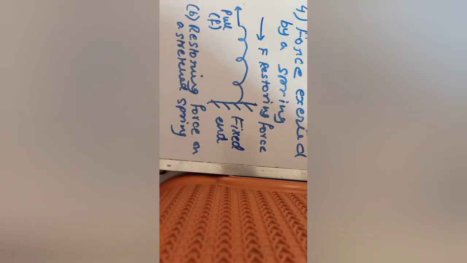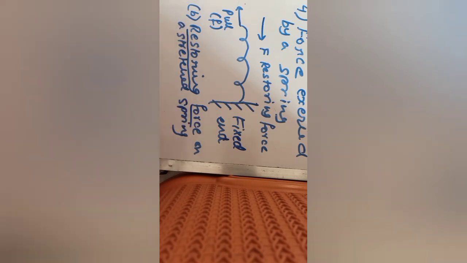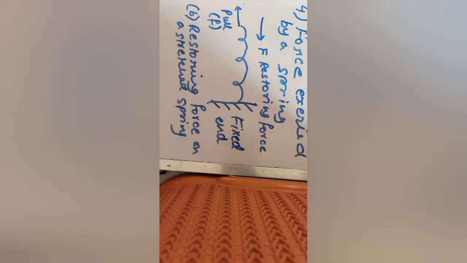Next, we have force exerted by a spring. So in diagram A, you can see that a spring in its original position is shown, which is suspended from a fixed end. Now suppose if we pull the spring, a force in the opposite direction is developed. This is known as the restoring force. Here the magnitude of the force is directly proportional to the magnitude of the displacement, that is, in this case, elongation. So we can use a spring balance with this principle.